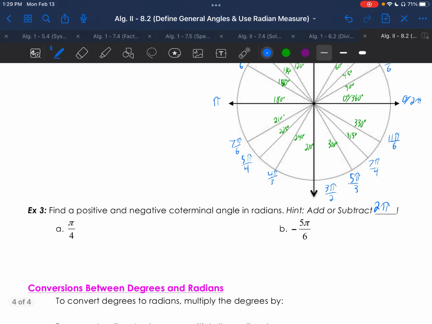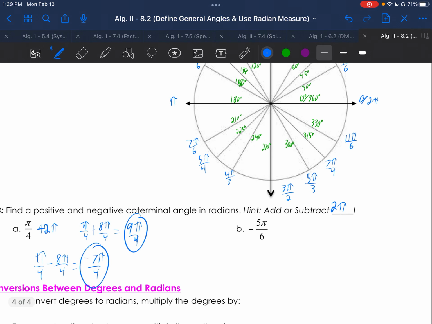So pi over 4, if we're adding or subtracting 2 pi, don't forget to get common denominators. So you'd have like pi over 4 plus 8 pi over 4, for example. That'd give you 9 pi over 4 for a positive one. And subtracting 2 pi would be the same thing as pi over 4 minus 8 pi over 4. And that gives you negative 7 pi over 4.